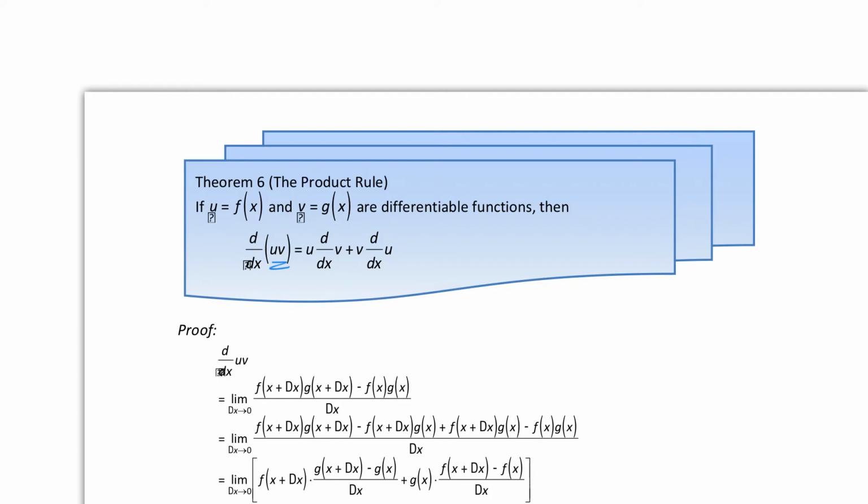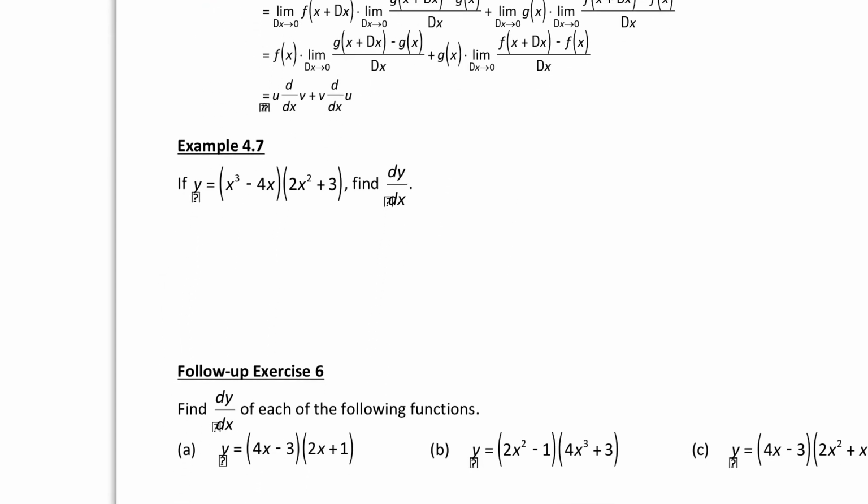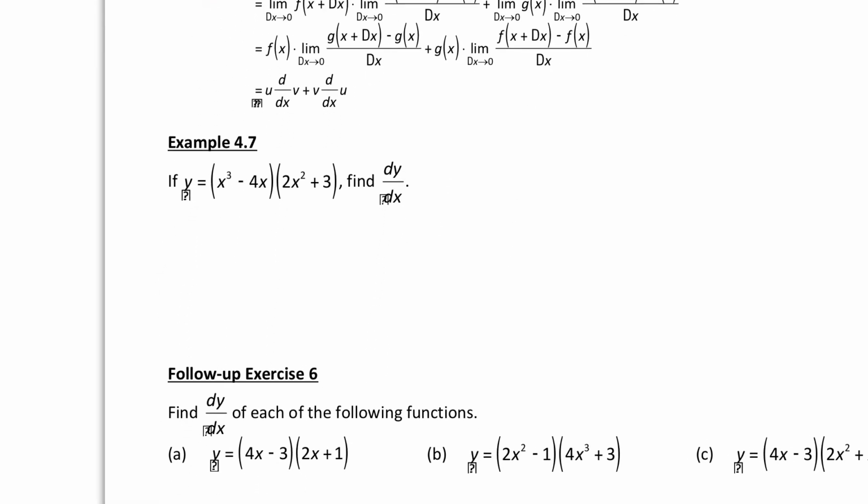So next time, if you want to find the derivative of the product of two functions, you can write down the first function and find the derivative of the second function, plus write down the second function and find the derivative of the first function. Let's see the example below. Okay, example 4.7.